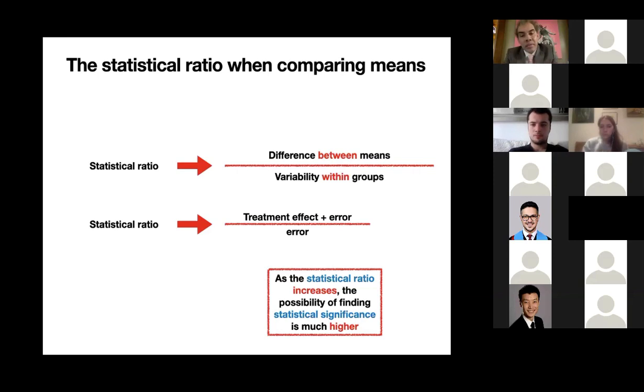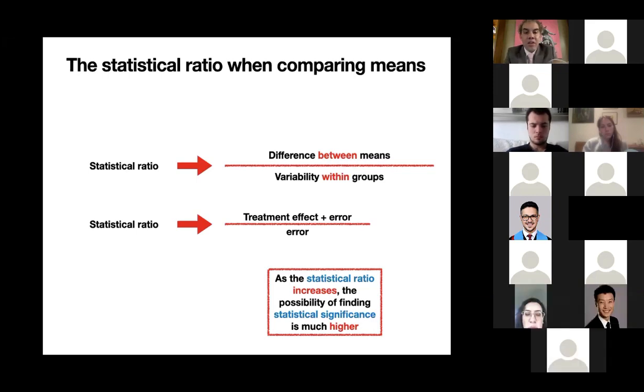But not only does this work if the treatment effect is bigger, this also works if the treatment effect stays the same and the error, or my variability or my variance, gets smaller. If the denominator of this division gets smaller, my ratio will be bigger. I think it's easy to understand, but this is the basis of the t-test and the basis of ANOVA. I'll continue.